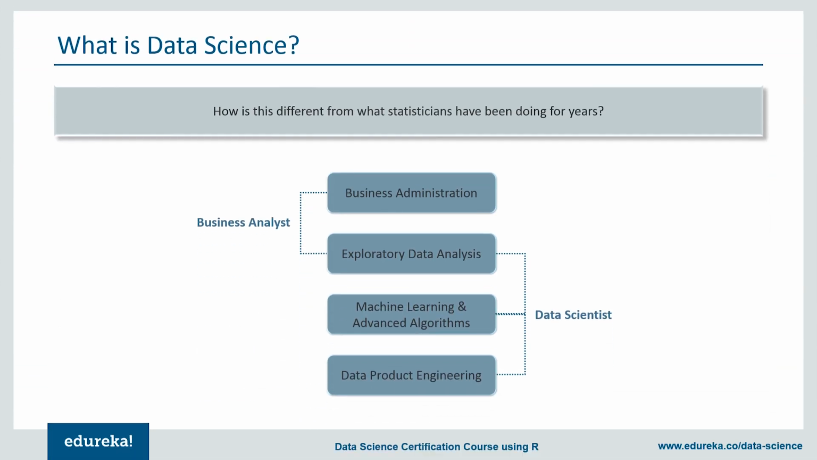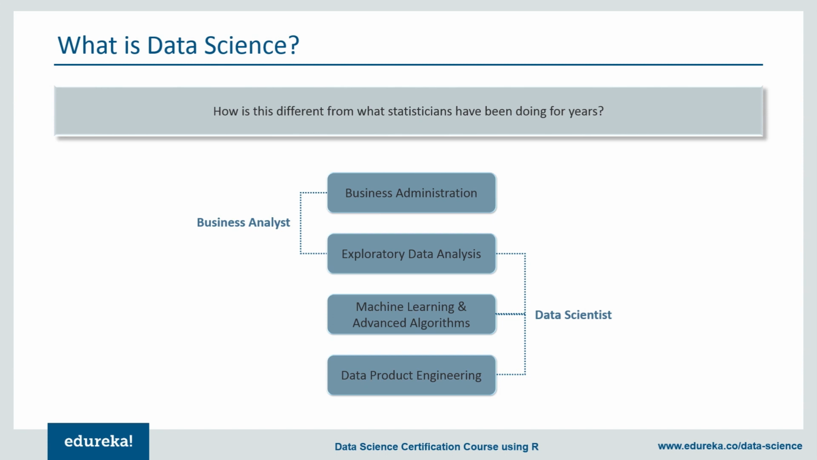So the use of the term data science is increasingly common. But what is the basic difference between BI and data science? How are decisions and predictions made in data science? These are some of the questions which a lot of people have. So we can get a better insight about these by knowing what is the difference between a business analyst and a data scientist, and how is this different from what statisticians have been doing for years.